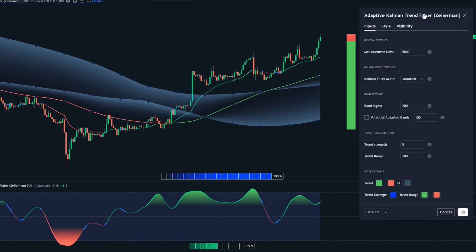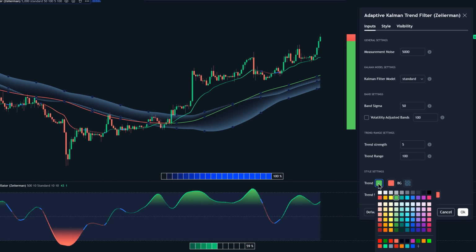Everything else remains the same, except I'm going to be changing the trend range to 100, but the trend strength remains at 5. The volatility adjusted bands are going to be disabled, and the band sigma should have a length of 50. I also changed the bright green color to a normal green color for both instances, and I also changed the blue color to orange.